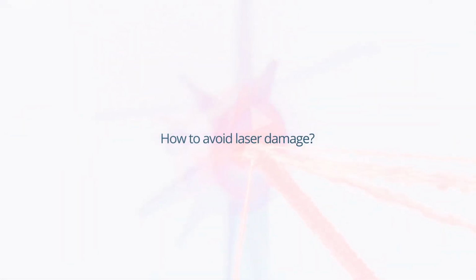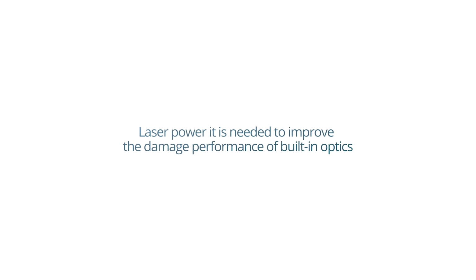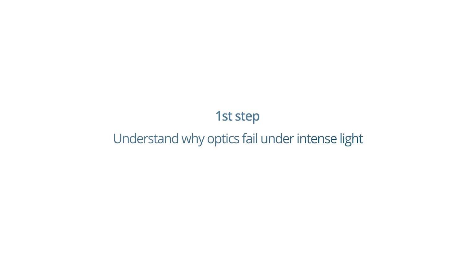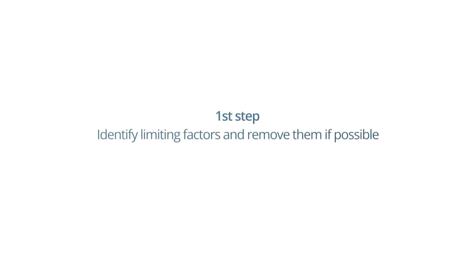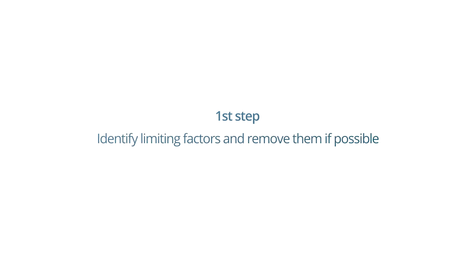This is one of the main reasons why lasers fail or don't work as expected, thus causing a whole production line to stop. To avoid laser damage in lasers, it is necessary to operate them below the so-called laser-induced damage threshold. However, to improve laser power, it is needed to improve the damage performance of built-in optics. The first step to do that is to understand why optics fail under intense light. Next, identify limiting factors and remove them if possible.